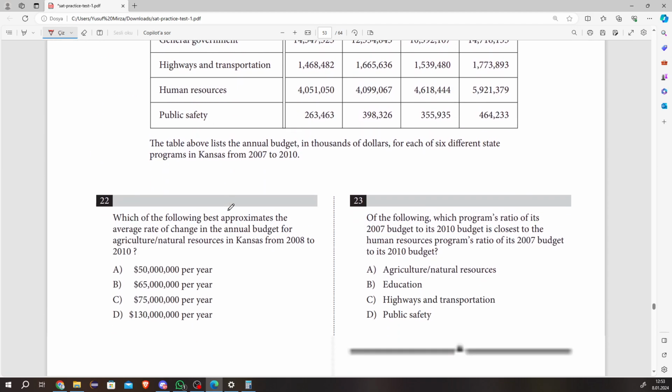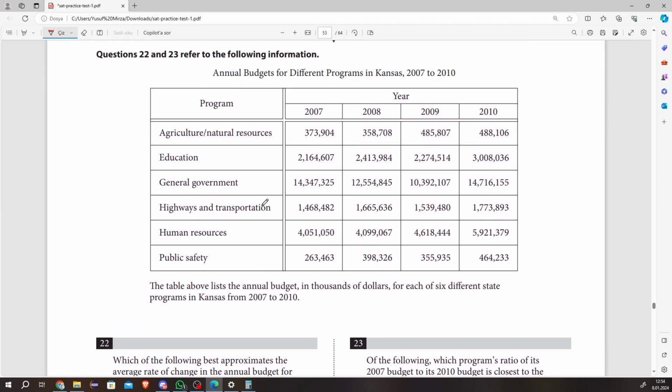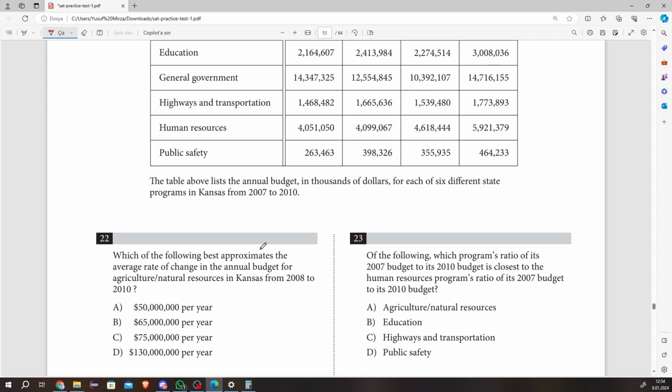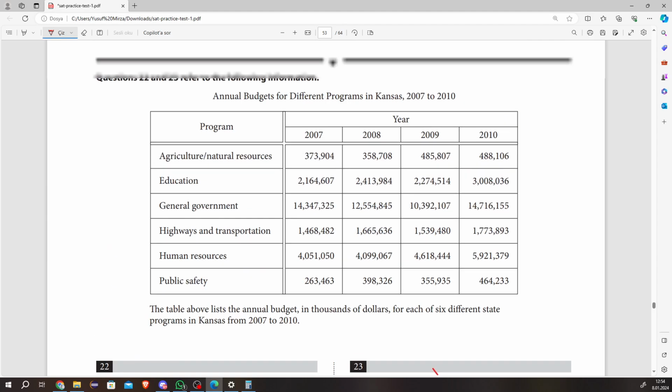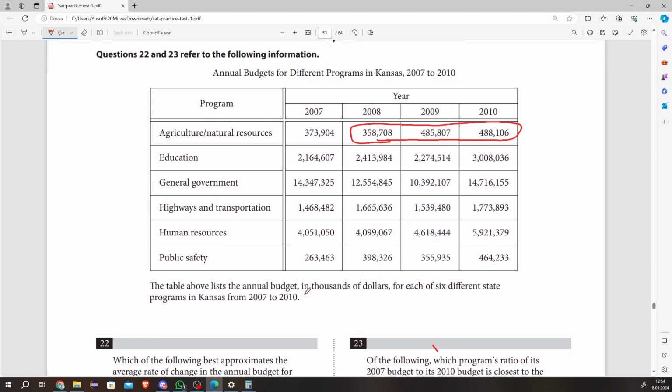What a table, what data. Kansas programs, budget programs, okay. Average of income was from agricultural and natural. Where is this? And we are trying to find this average here. Let's find the average. It is about, in $1,000. Okay.